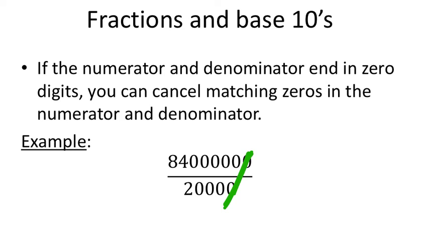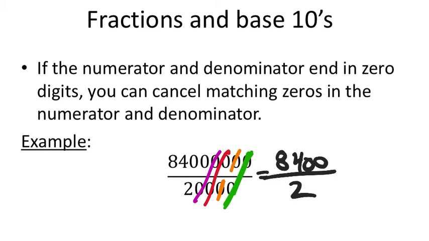Those become a phantom 1. Some people like to just use a separate marks like this, that's fine if you want to do that. But anything to the right, on the far right of the number, any zeros that match, yeah, we can phantom one those. So there's another one, there's another one. Well, what does this do? It changes this problem now into 8,400 divided by 2, instead of 84 million divided by 20,000.